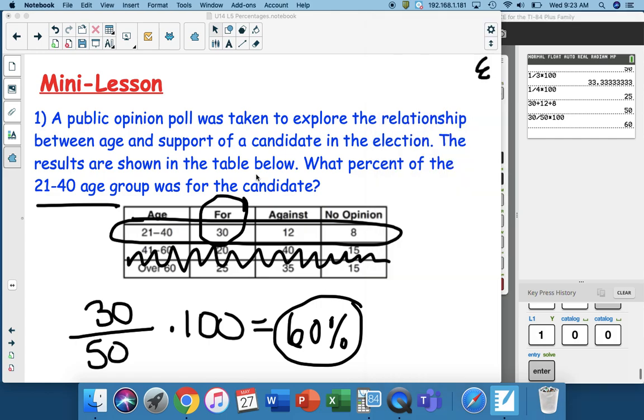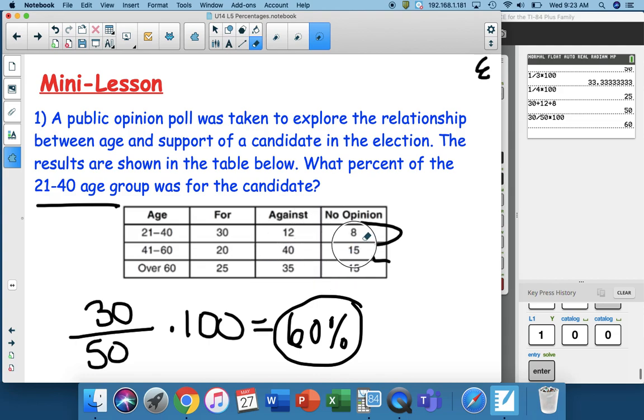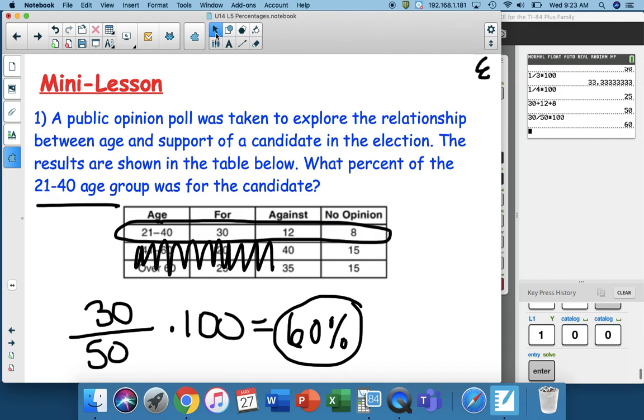So guys, just to go over it one more time, let me erase all this and go over it again, just so you really understand what we did here. They asked what percent of the age group of 21 to 40. They're not asking us about the 41 to 60, or over 60, or out of all the people that were for or against. They're just asking us for 21 to 40. So that's the only thing we have to focus on. The rest of this, we no longer have to focus on.